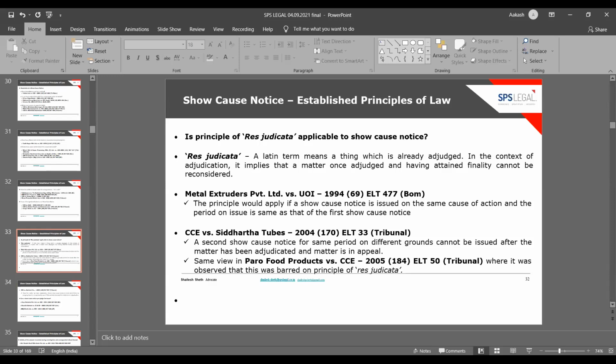In Metal Extruders case, the Bombay High Court has said this principle would apply if a show cause notice is issued on the same cause of action and for the same period, and the issue is the same as that of the first show cause notice; then the show cause notice will be bad in law on the principle of res judicata. In Siddhartha Tubes also, the tribunal said that a second show cause notice for the same period on different grounds cannot be issued after the matter has been adjudicated. This is very interesting. If a show cause notice for a particular period is issued on a particular ground, and it is adjudged in favor of the party, or even while it is pending, then the department cannot issue a fresh show cause notice for the same period on different grounds. And this was the same view taken even in Paro Ford Products case.